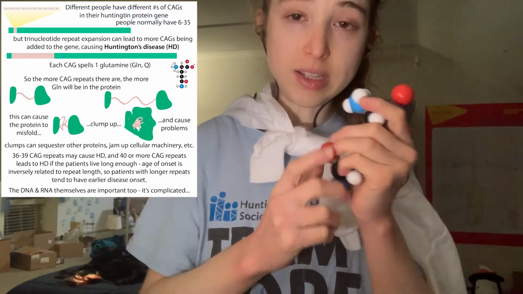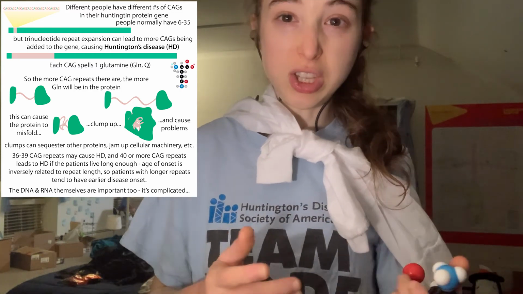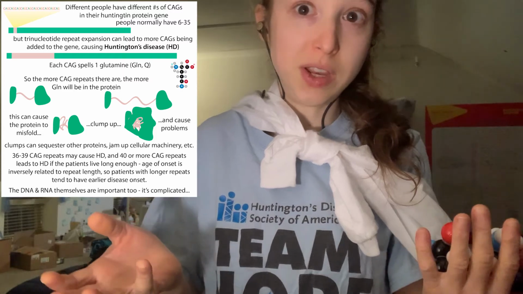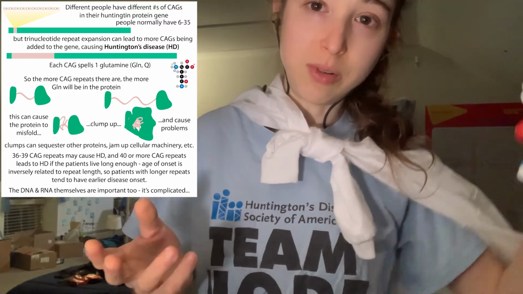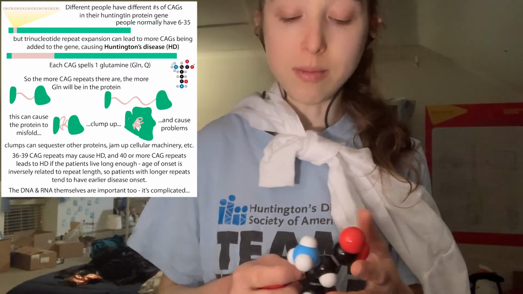This can cause the protein to have this long stretch of glutamine. It's called polyglutamine, or polyQ. So Q is the abbreviation for glutamine. We use G for glycine, and so glue, Q, so that's how you remember it.